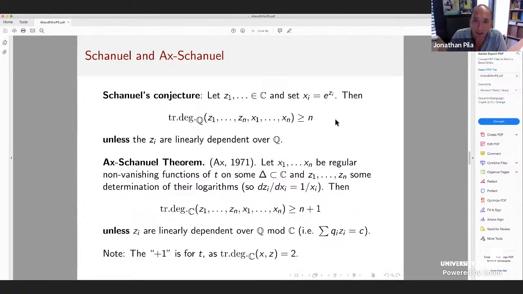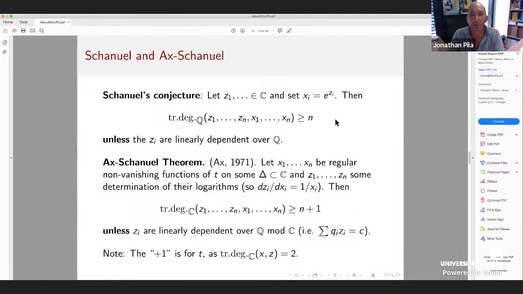That's, of course, very much an open conjecture, but in 1971, Ax proved a functional analog of this conjecture, also conjectured by Schanuel, which is called the Ax-Schanuel theorem. He proved it in various forms for power series and in differential fields, and I'm just going to state it for fields of meromorphic functions.